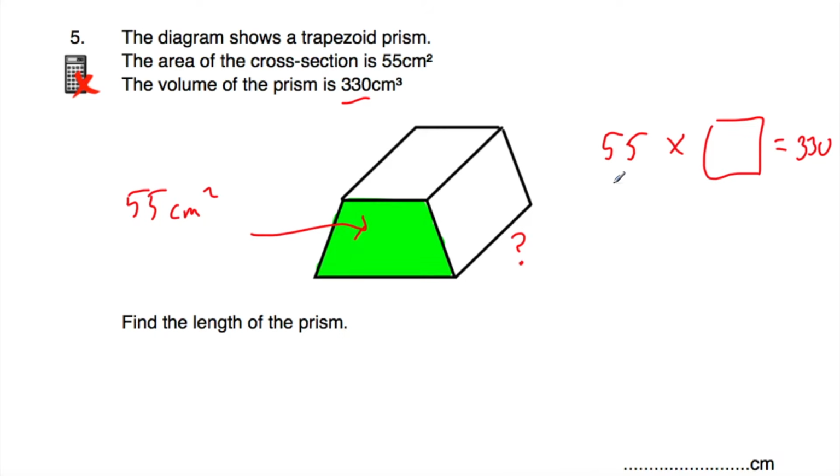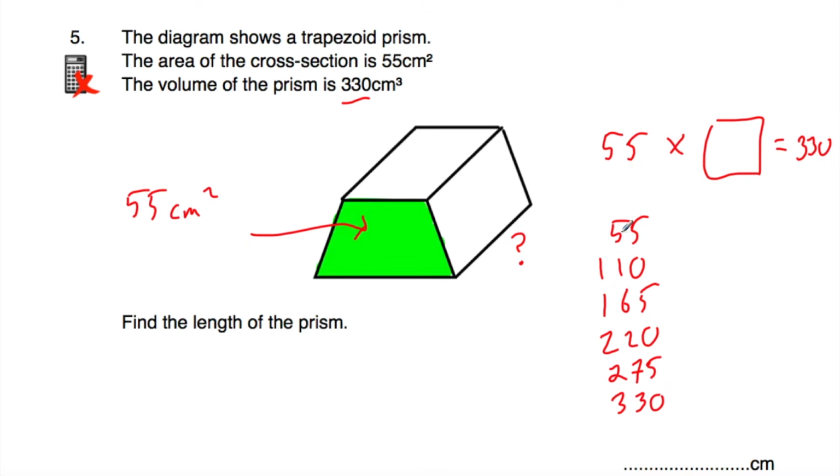So let's see how many 55s go into 330. Now it's a non-calculator question, so I'm thinking it's going to be quite a nice number. So let's write down the multiples of 55. So they would be 55, add another 55 would be 110, add another 55 would be 165, add another 55 would be 220, add another 55 would be 275, and again, if you need to do any of these additions, you could do it on the page here. Add another 55 would be 330.